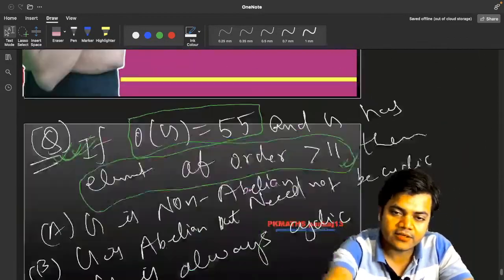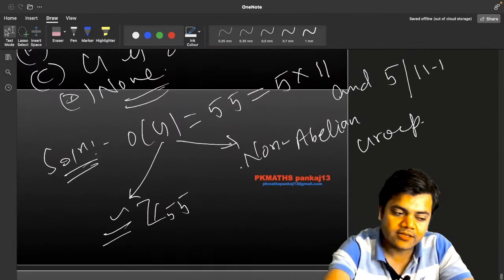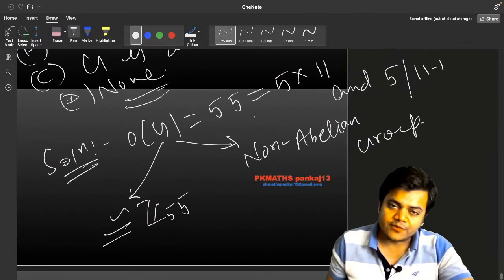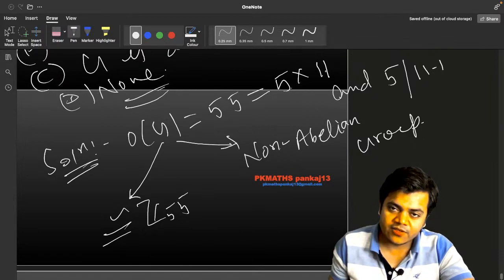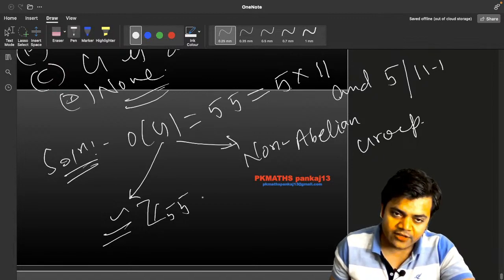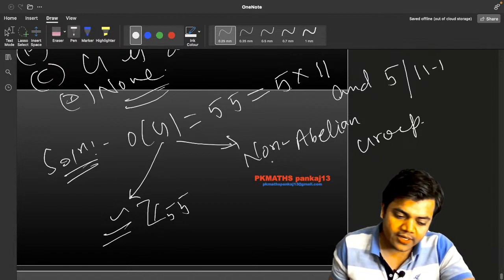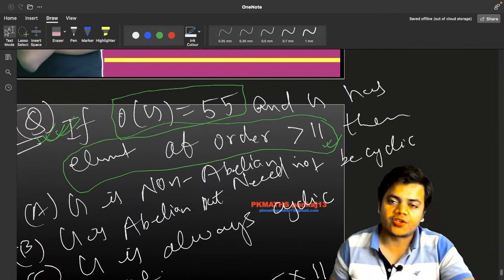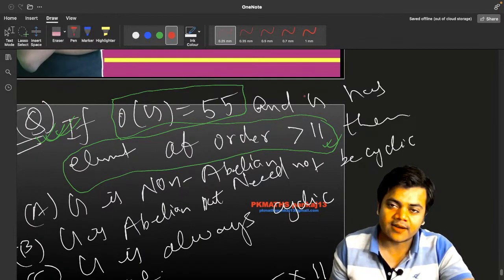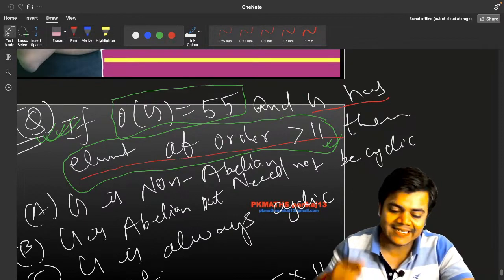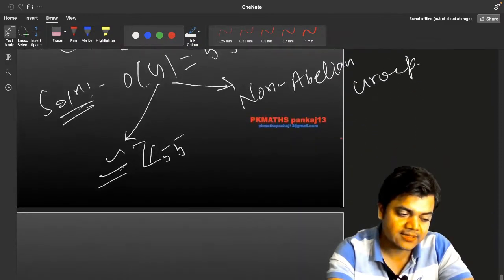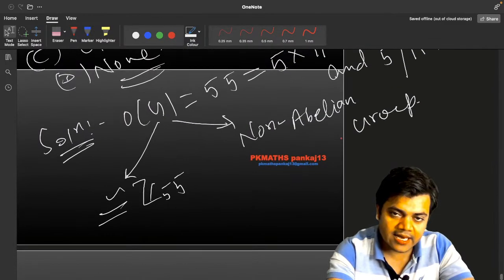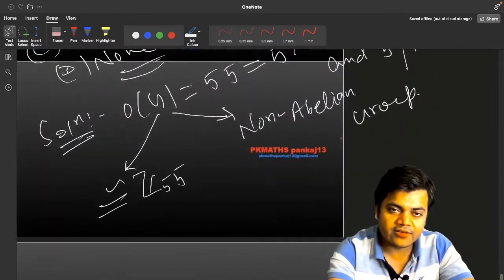And here in this question, you can see the same thing is going to happen. The order of G is 55, so 55 can be written as 5 into 11, and 5 divides 11 minus 1. So either your group is isomorphic to Z55 or it is isomorphic to some non-abelian group. But here is a condition that gives you the signal to say the right thing. What is the condition? The condition is that G has an element of order strictly greater than 11.